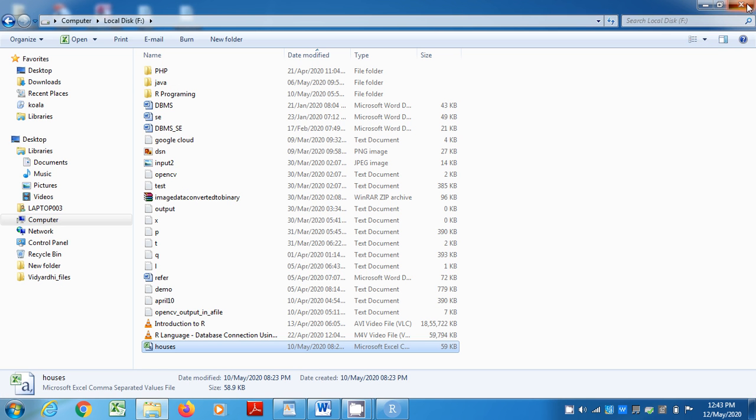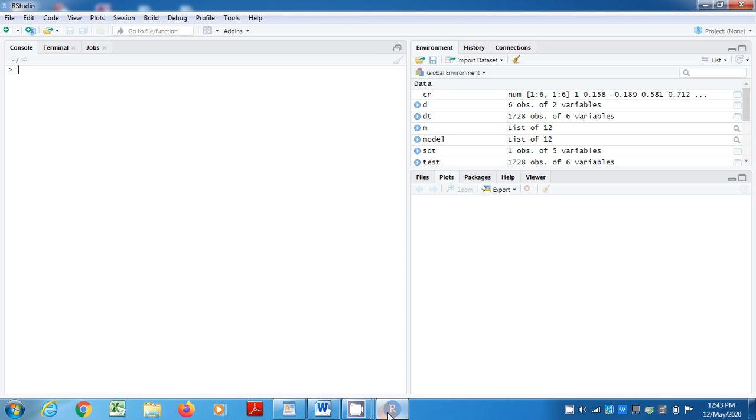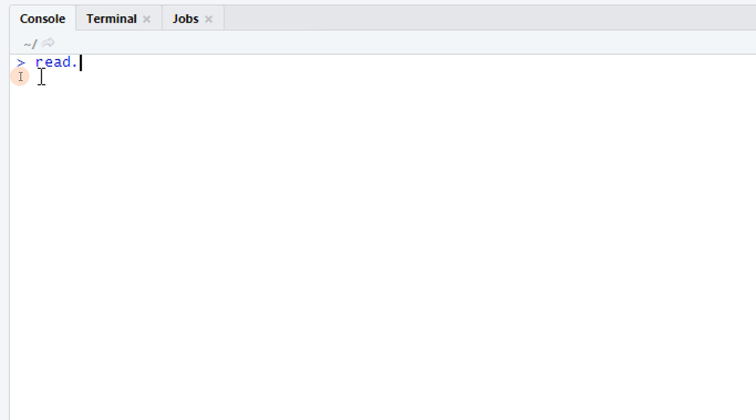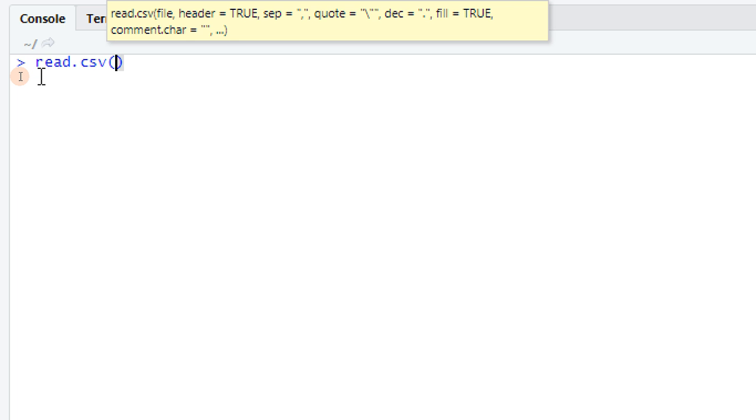So let's load this data set into our environment. How to load CSV files? Using read.csv, right? read.csv, and that was available in F, houses. Put it in double quotes. Store the result of this statement in one variable. That variable is dt, which stands for data.